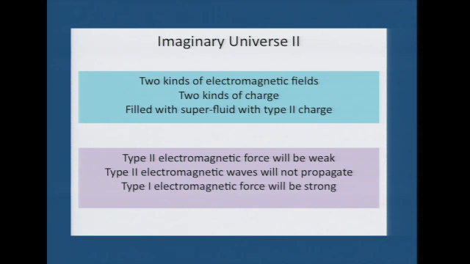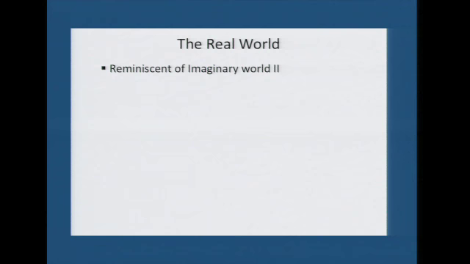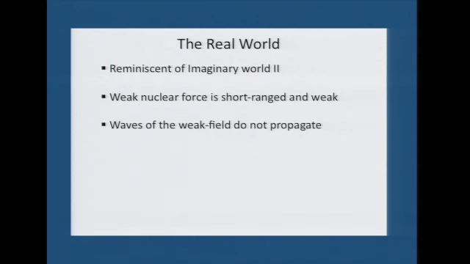But as far as type 1 electromagnetic force is concerned, that's going to be strong. And type 1 electromagnetic waves, they'll move right through this universe. It's completely transparent. Okay? Now, it turns out that the real world is not so different from this imaginary world at all. It turns out that in nature, there's a force called the weak nuclear force, which is weak, in fact, and that's why it's called that.